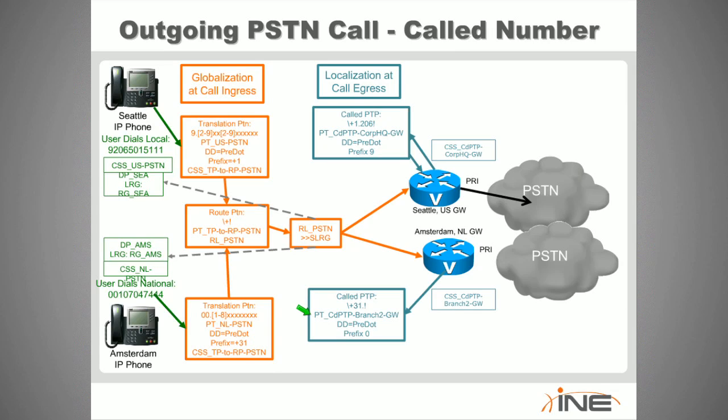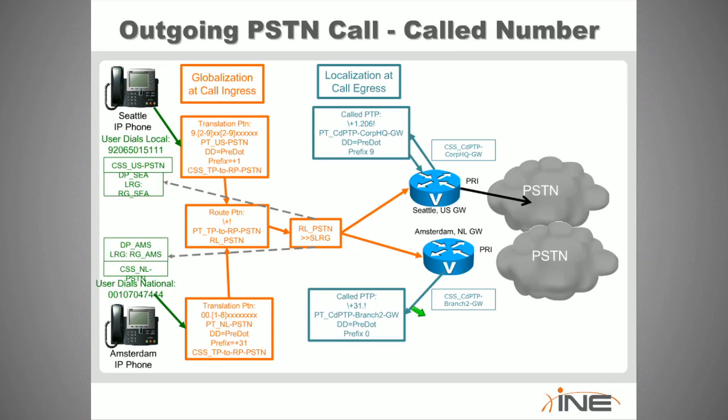I like to do that so I remember what kind of entity it is, and so I don't get confused. Like if I see just the name CD PTP branch 2 gateway, and then CD PTP, which stands for called party transformation pattern, branch 2 gateway. If I just see those two of the same exact things, I might think, well, wait a minute, which is which? Which one is a CSS and which one is a partition?